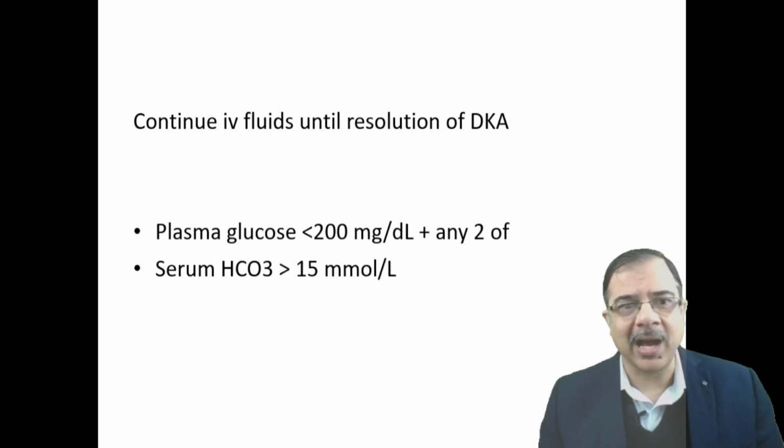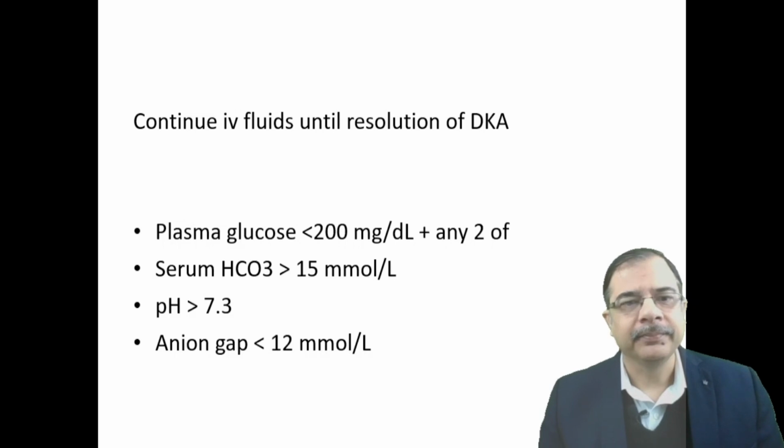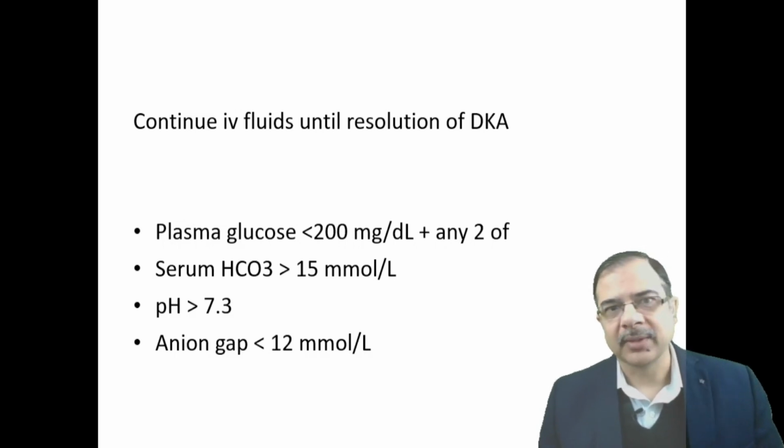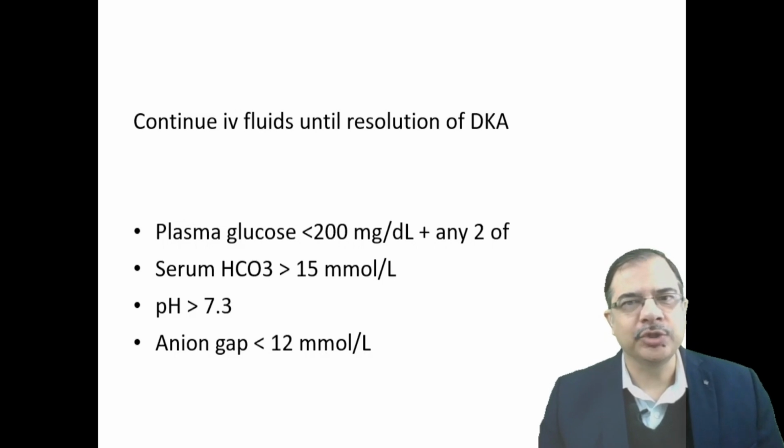These criteria are bicarbonate more than 15, pH more than 7.3, and anion gap less than 12. So any two of these criteria plus plasma glucose of less than 200 means resolution of DKA. So we will stop, and the patient is able to accept orally. So we stop IV fluids at that time.